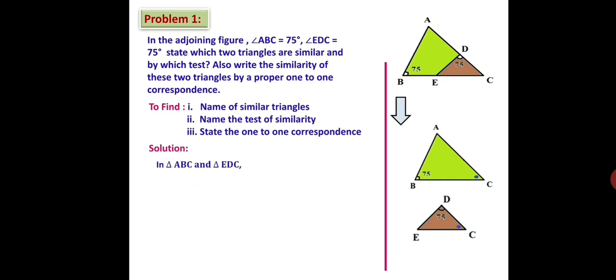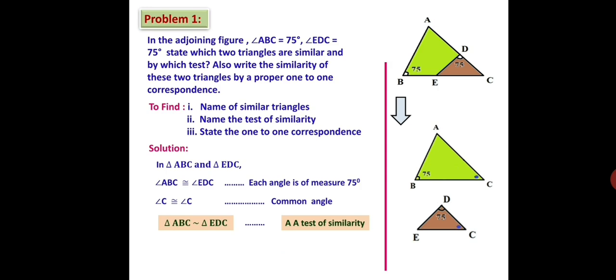So in triangle ABC and triangle EDC, angle ABC is congruent with angle EDC, each angle is 75 in these two triangles. The original triangle is divided into two triangles and those two triangles we have to show similar. So the first condition is this one. Second, angle C is congruent with angle C, shown with the dot mark, an identical sign mark. So two angles are congruent, which means triangle ABC is similar with triangle EDC by AA test of similarity. Now what is the correspondence? ABC corresponds one-to-one with EDC. The three questions asked, the three answers are shown with highlighted marks.